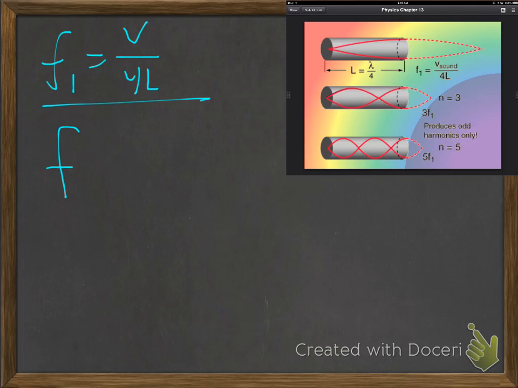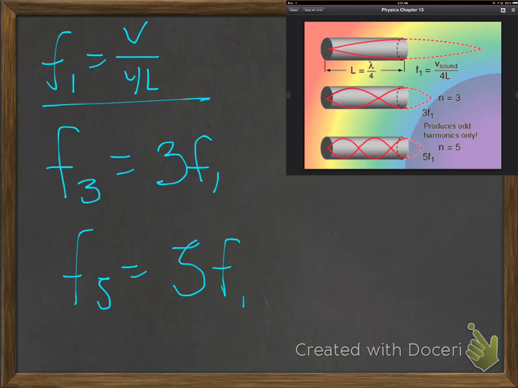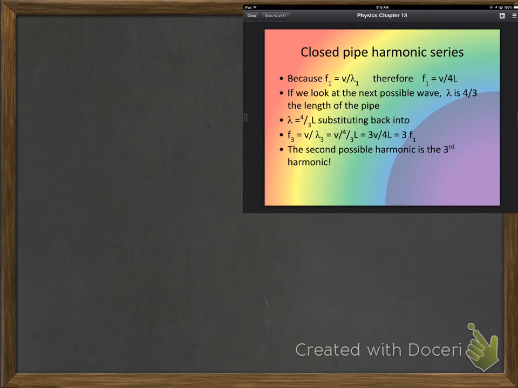So the next one we can create is actually the third, and that is just divided by 3. 3 times f1. What's the next one we can create? The fifth. 5 times f1. We cannot create any even-numbered harmonics in a closed pipe because of that requirement that this end is always going to be an antinode. Okay. And that slide just reiterates that.